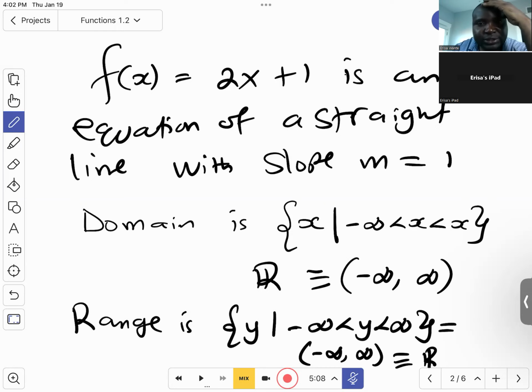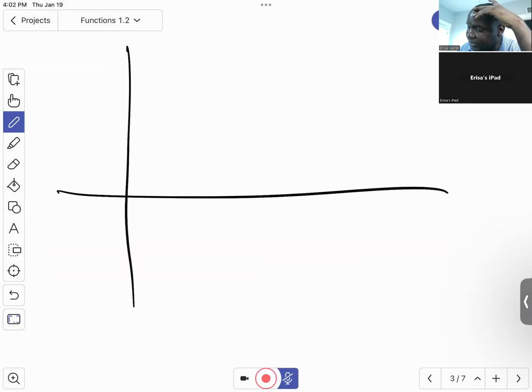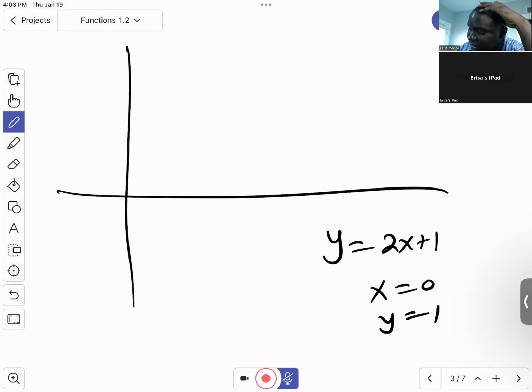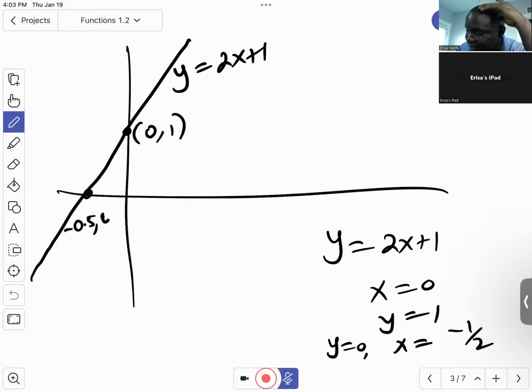To sketch this graph, as you have done before with a straight line, we look at y equals 2x plus 1. When x is equal to 0, y is equal to 1, so the line goes through the point (0, 1). And when y is equal to 0, x is equal to negative 1/2, so it goes through the point (negative 0.5, 0). This is a straight line extending in both directions.